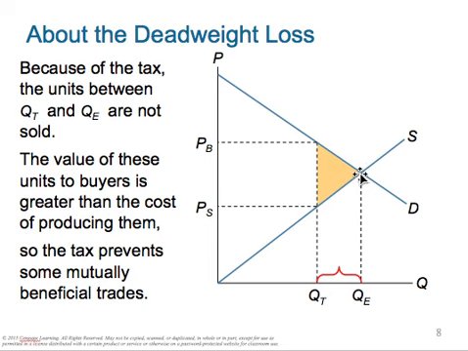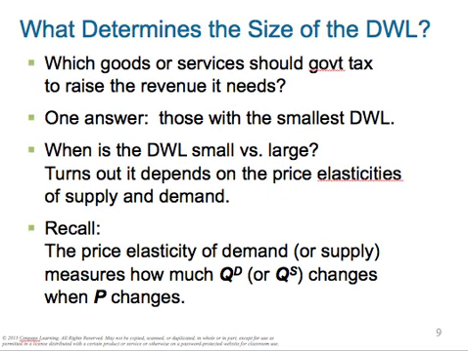Again, the free market, the invisible hand, would move us to an equilibrium here, and this whole area of surplus would go to producers and buyers. We would have a slightly larger producer and consumer surplus. But what determines the size of the deadweight loss? Which goods or services should the government tax to raise the revenue it needs? Well, the answer is those with the smallest deadweight loss. We want to minimize deadweight loss.